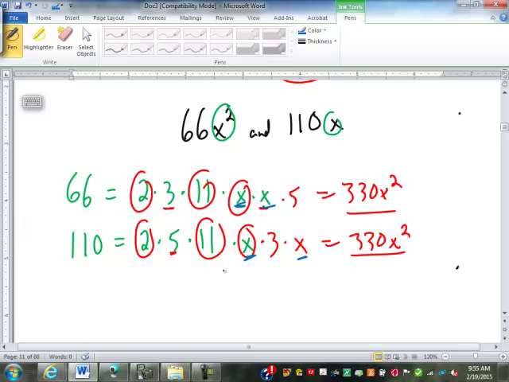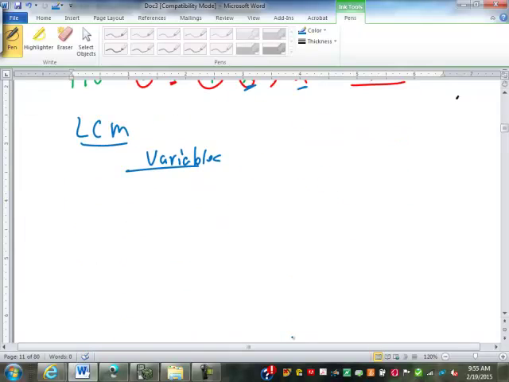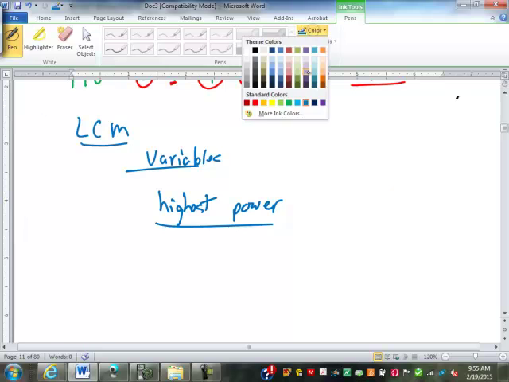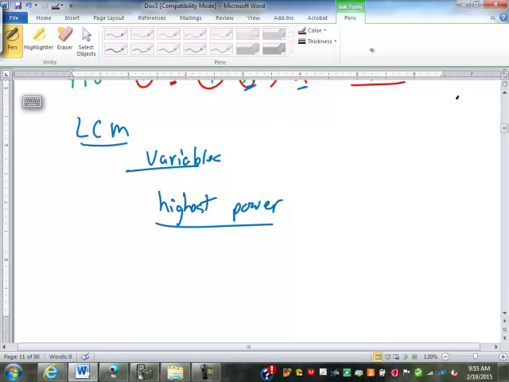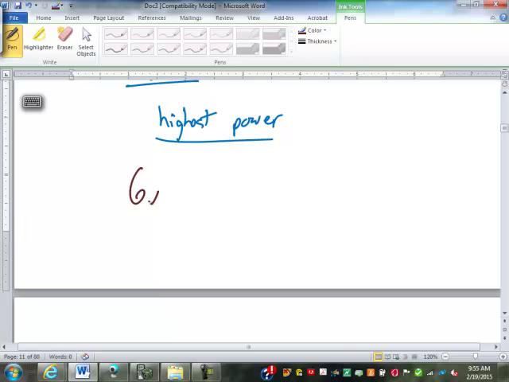Yep. When we're dealing with least common multiples with variables, it's always the highest power of the variable. For example, let's do 6x squared y to the 5th z and 8x to the 3rd y to the 3rd z to the 3rd.